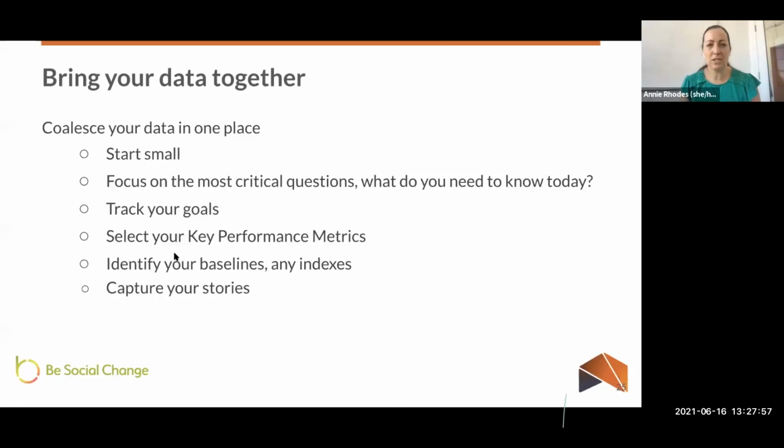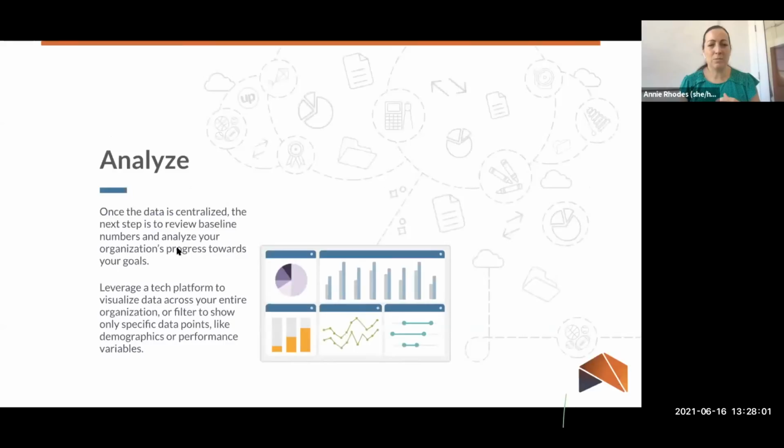I mentioned coalescing your data in one place. So making sure that that data is brought together. And now the key part, we want to analyze the data. So your data is all in one place. We want to go back to those questions that we originally started with. And by now you might have your organization-wide questions, and you might group those questions into specific buckets. But now you want to analyze the data to actually answer the questions that you need answered.